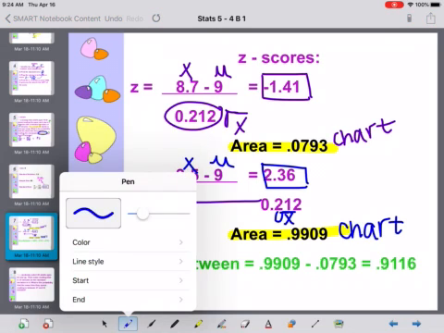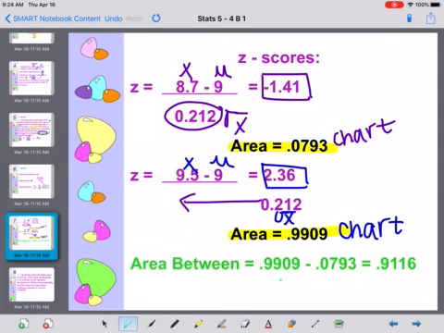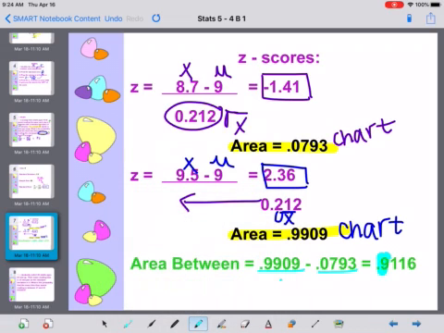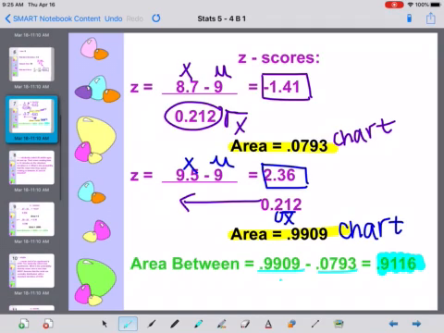So our bigger one was the 0.9909, so we have to take that one first. So 0.9909, subtract the smaller one, and then the area in between, right here, is your answer. Okay? So basically there's a 91% chance that it's going to fall between 8.7 and 9.5.